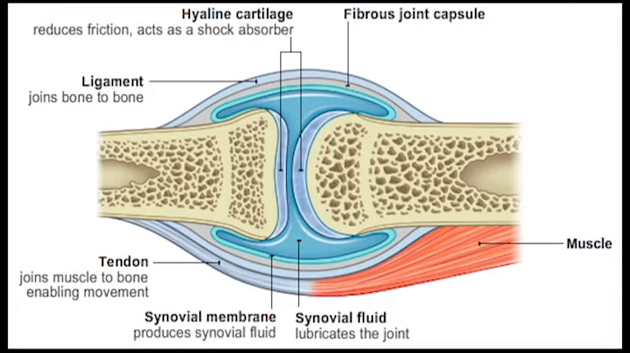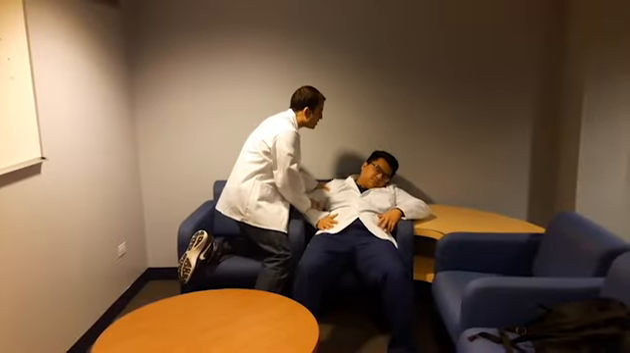The synovial membrane is a specialized connective tissue that lines the inner surface of the joint capsule, except for articular surfaces. The membrane, also referred to as a synovium, produces and secretes a lubricating and nourishing fluid, appropriately called the synovial fluid.